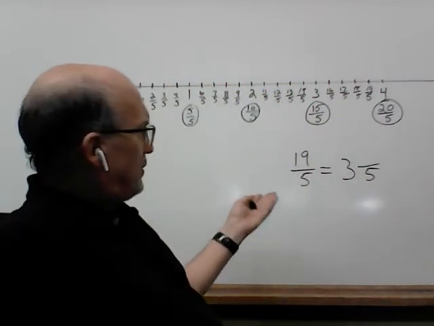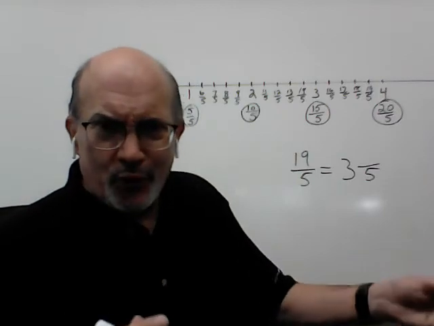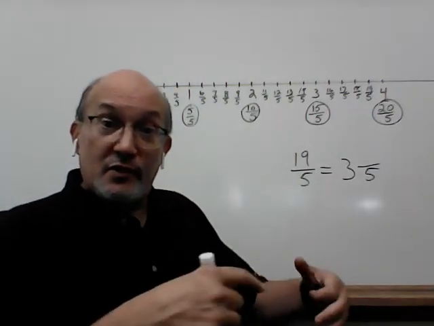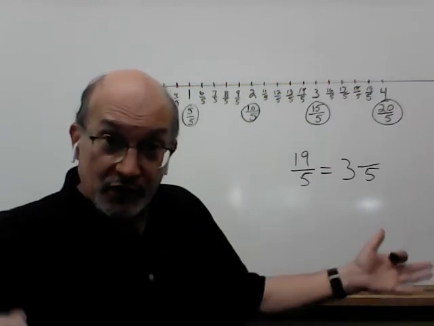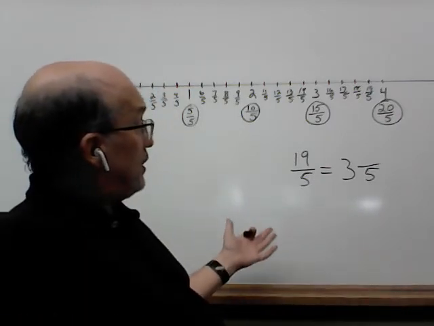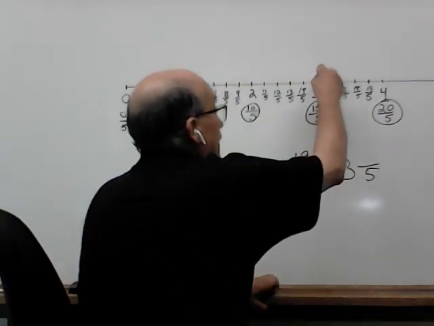We're not going to express 19/5 as some fourths or some eighths. We're going to express the 19/5 as some fifths, because it's fifths. Well, how many fifths past 3 is 19 fifths? So let's go back and actually count them.